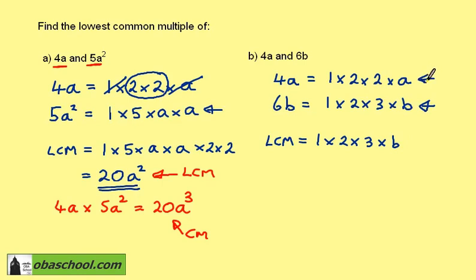Look at this one. We already have the 1 times, a 2 times, but we're left with a 2 times a, which we don't have, so we need to put it in. 1 times 2 is 2, times 3 is 6, times 2 is 12, and we're left with b times a, which we can write as ab.